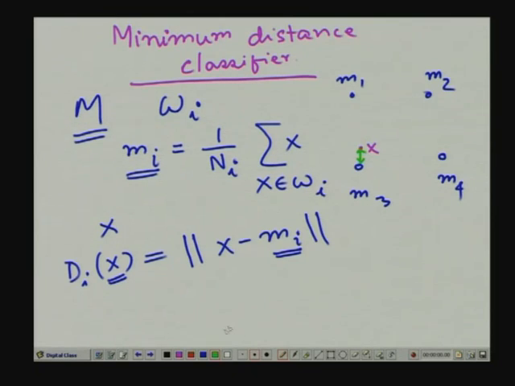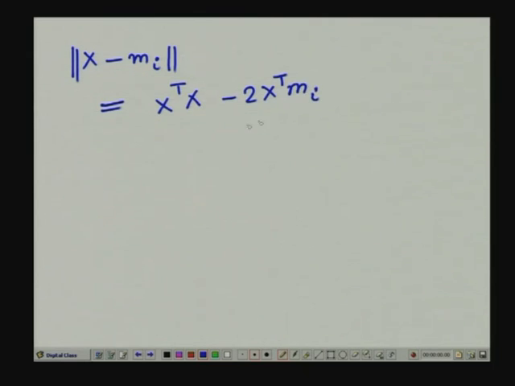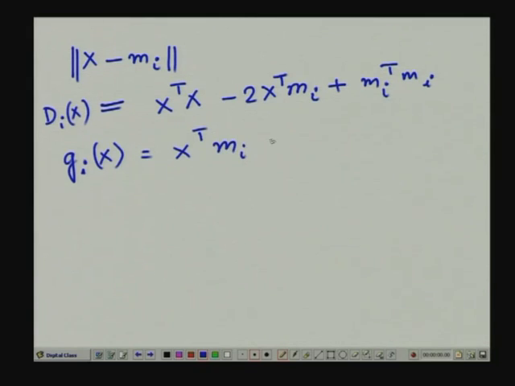Now, what does this Euclidean norm mean? This Euclidean norm, if I expand this, simply becomes x transpose x minus 2 x transpose mi plus mi transpose mi. So, this becomes my di(x). If this di(x) is minimum for a particular value of i, then x is assigned to that particular class, and that is equivalent to having a discriminant function of the form gi(x), which is x transpose mi minus half of mi transpose mi. That can be easily argued from this particular expression.